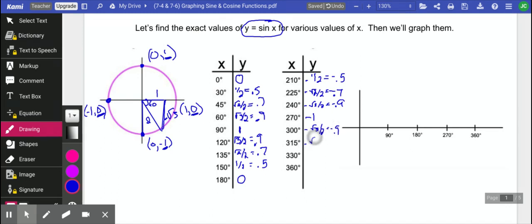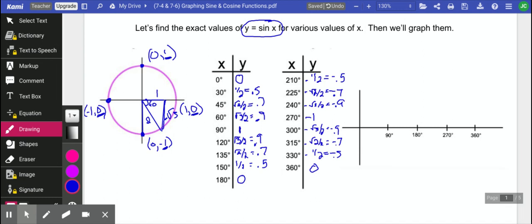315 is going to be negative root 2 over 2, and you can draw that triangle if you need to see it for yourself. And 330 is going to be negative 1/2. And finally, 360 is going to be 0. Okay, so finding all those, we did all of those in the last lesson. Well, not all of them, but that process. What I really want to do is just graph these.